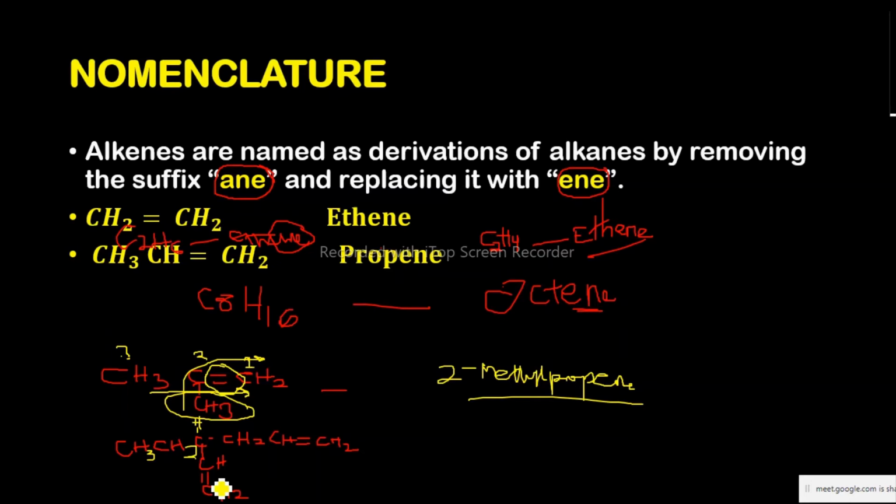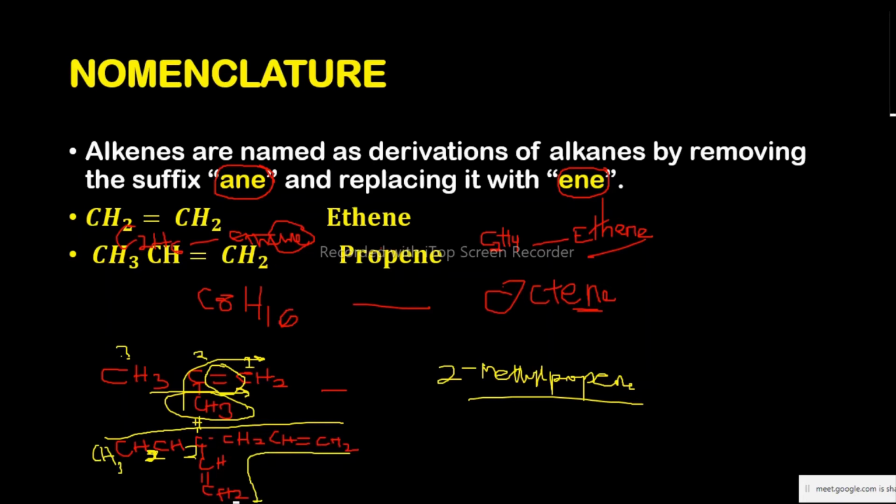Your longest chain, let me even increase this to bring out my concept. This is a 2 and this is a CH3. Now, this is the longest chain compared to this one. Why longest? Because if you count from here to here, there are 7 carbon atoms. But when you count from here to here, there are 6 carbon atoms.